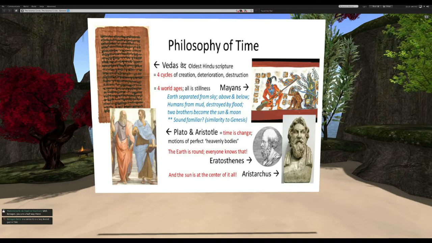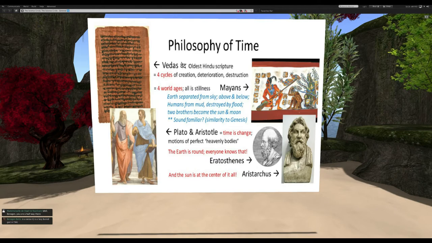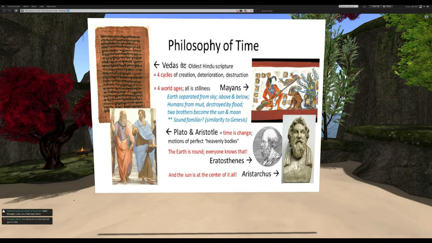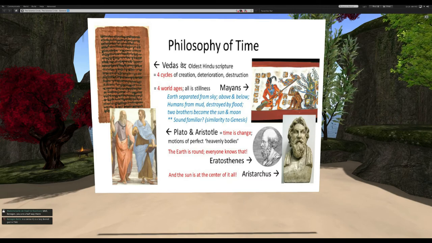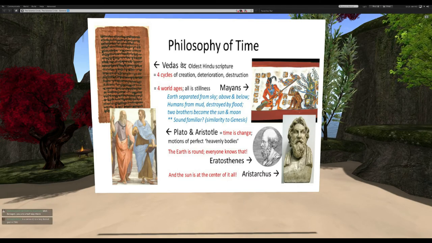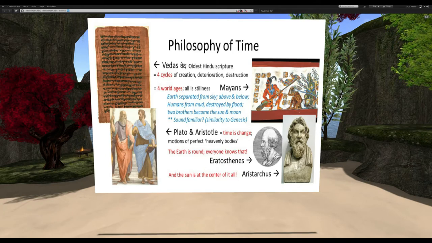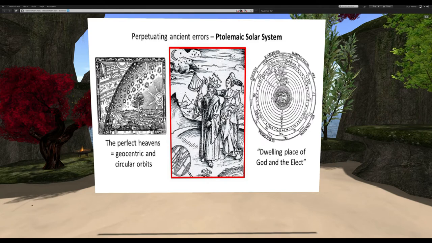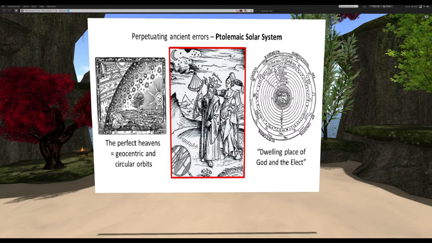Okay, you'll also notice that even back in the early Greek days in Europe, they knew that the earth was round, and Aristarchus made a case that the sun was at the center of it all. So our misconceptions of the Middle Ages are a bit incorrect. Let's take a look at that time period.